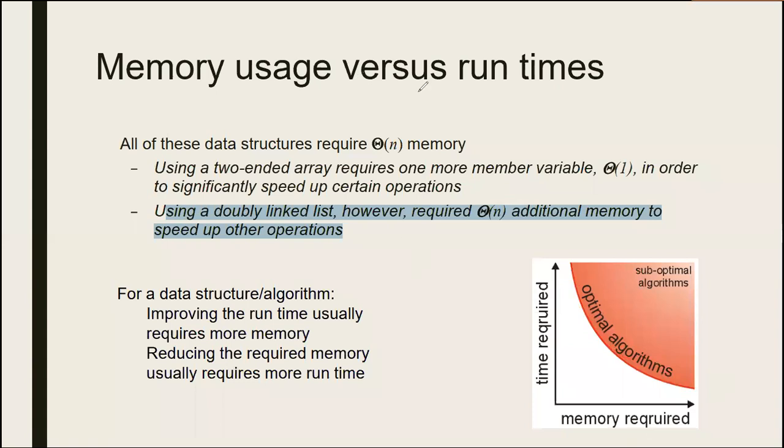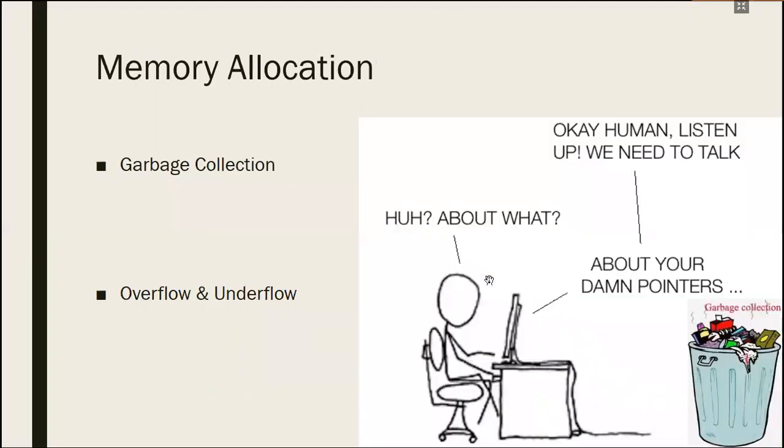So this is called the memory usage versus the runtime, or space-time trade-off. Now in memory allocation, there are two processes that we will study in detail later, but now I'll just let you know the name. One is called garbage collection, one called overflow, another called underflow. So what is garbage collection?